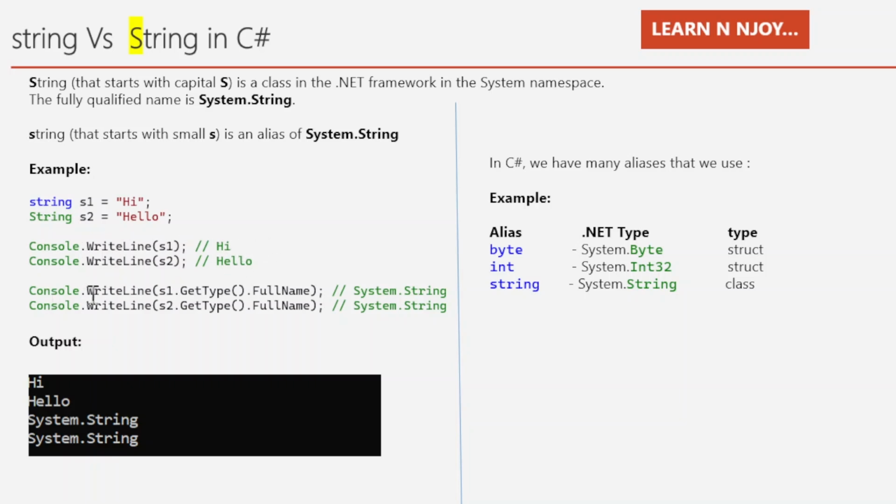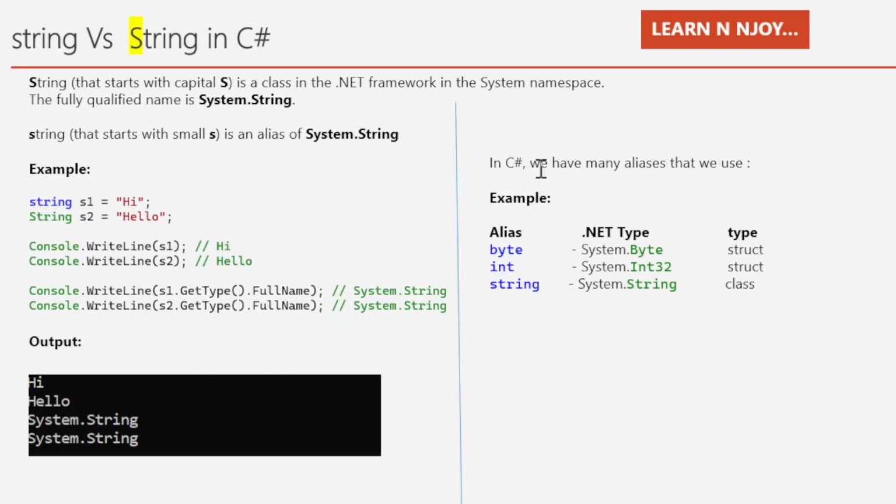Then I want to show that s1 is an alias of System.String, so I used GetType().FullName. See the output, it prints System.String, and the same goes for the s2 type full name, which also prints System.String. So both statements print the same output, that is System.String. We can confidently say that our statement is correct: string, which starts with a small s, is an alias of System.String. Both are pointing to System.String only.